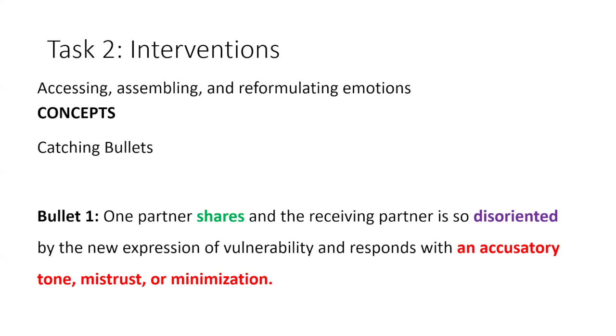So there are 3 types of bullets that are available for clients, and what we need to watch out for and protect our clients from. One bullet is when the partner shares and the receiving partner is so disoriented, right? So I'm sharing my distress and my emotional worries and concerns, but my partner gets so disoriented because they're not used to hearing from me how they affect me, and they may feel a lot of guilt and remorse or anger that they're causing that much hurt, but they feel disoriented by the new expression of vulnerability. And then they respond by accusing you of an accusatory tone, telling you that this is not true, that's not how it happened, mistrusting you, minimizing your experience. So that's a difficult part.